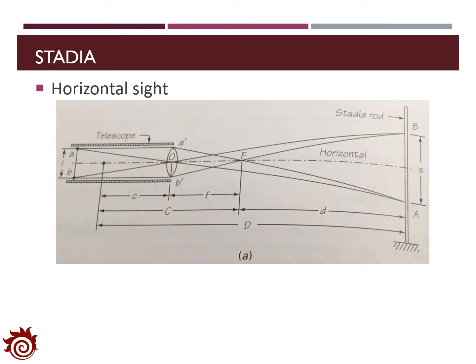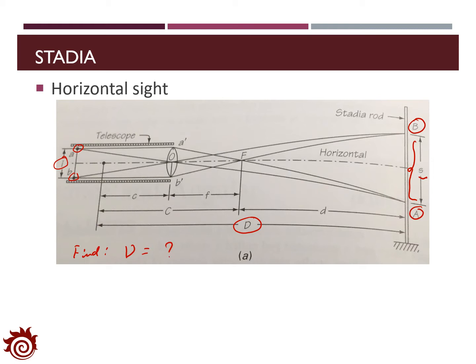Now let's see how we can apply the stadia method to measure the distance. The figure here demonstrates the horizontal sight applied in the stadia method. Here the line of sight from the telescope is horizontal and the stadia rod is vertical. In this figure, the stadia hairs are located at point a and b in the instrument, and the apparent location of these two stadia hairs on the stadia rod is measured at point A and B, and the interval between these 2 points is set as little s. In addition, we know that the interval between the two stadia hairs is little i. And then we can use this information to find out the horizontal distance from the instrument to the stadia rod, that is capital D. So we want to find the value of D.